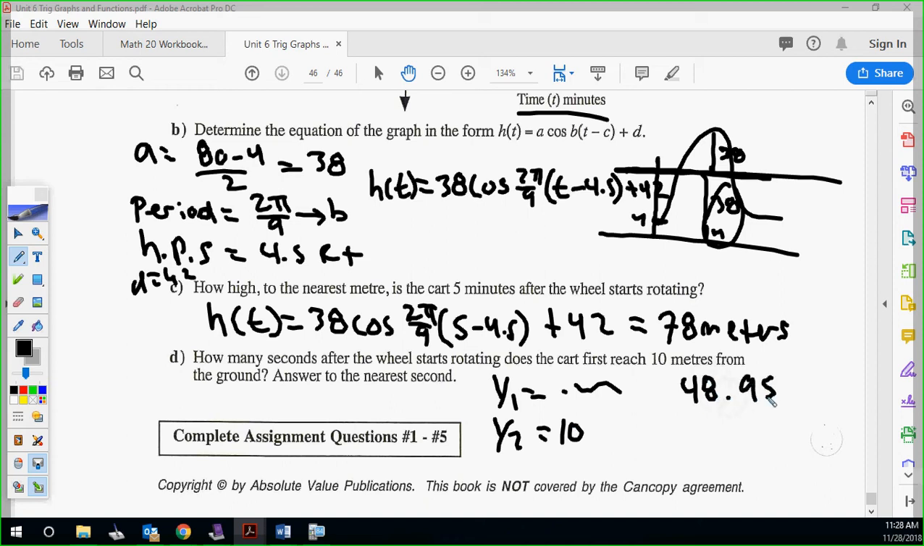If you do the intersect feature, you will get 48.955. To figure out the actual seconds, you're going to do, oh, sorry, that's not right. The first intersection is going to be x is 0.8159. You should get that for the intersection, sorry. Do that times 60 to get the seconds.